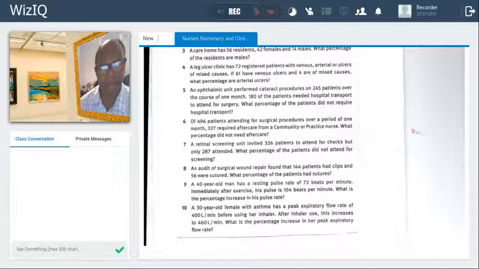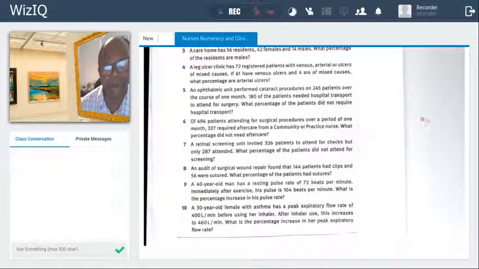Okay, let's go to question number 7. Okay, so retinal scanning unit invited 326 patients to attend 4 checks, but only 287 attended. What percentage of patients did not attend? So we have non-attenders.